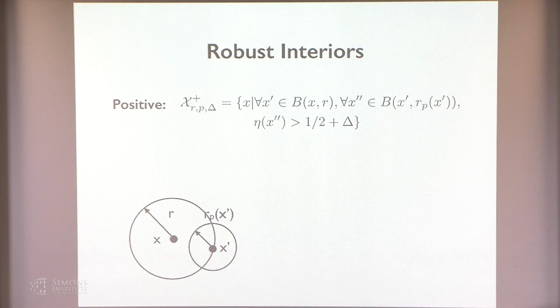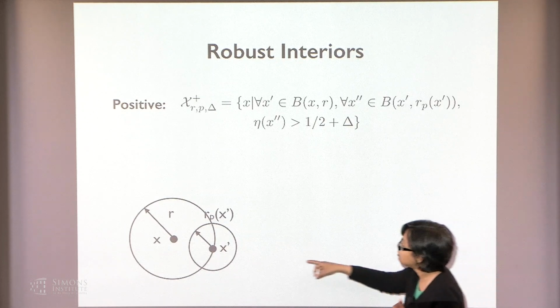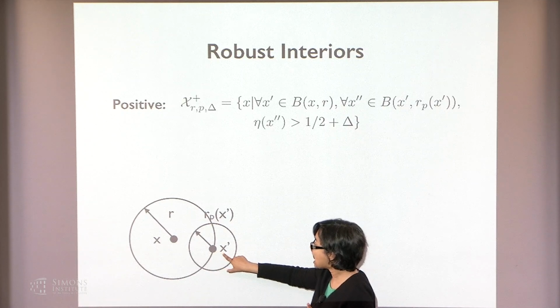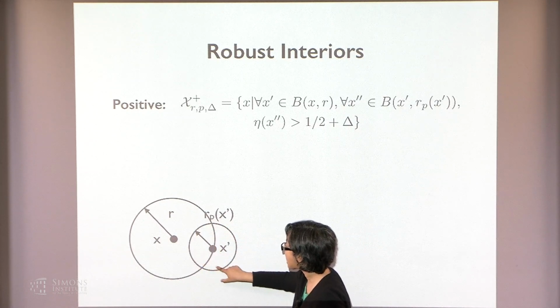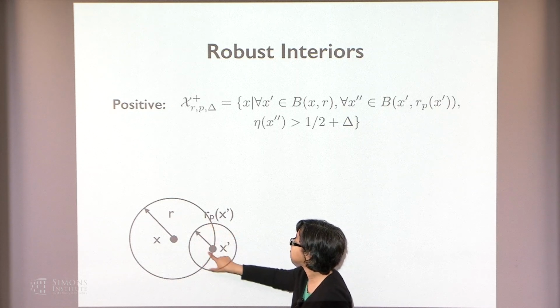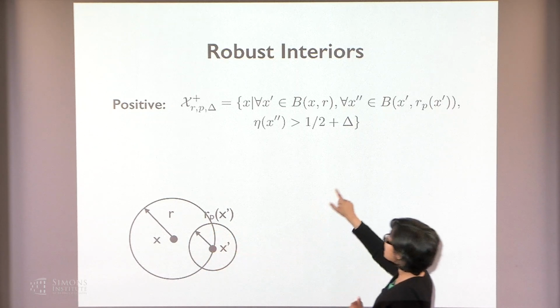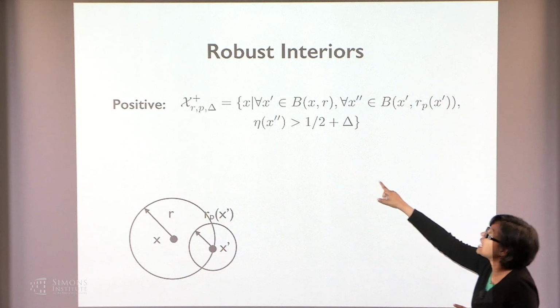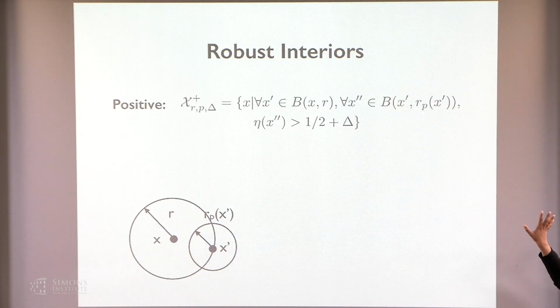Now we have three parameters, r, p, and delta. And what does this mean? It's all points x such that if you look at all x prime in a ball of radius r around x, and if you look at this x prime and a ball of probability mass p, then everything in this union would have eta greater than or equal to half plus delta.